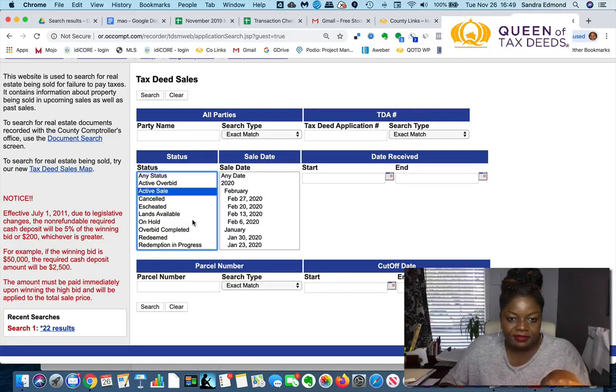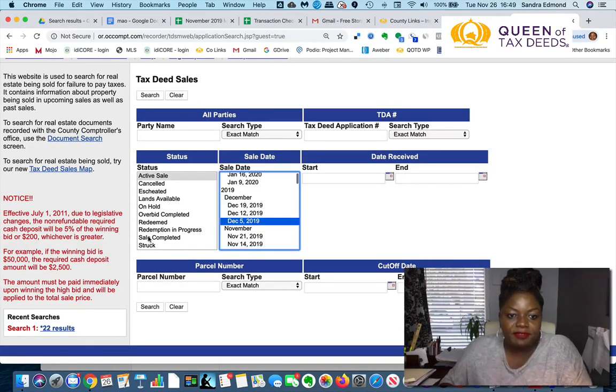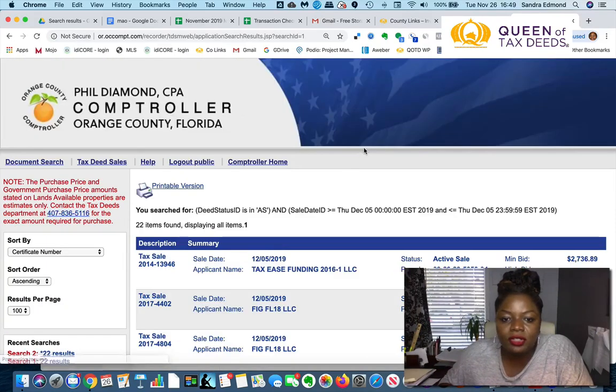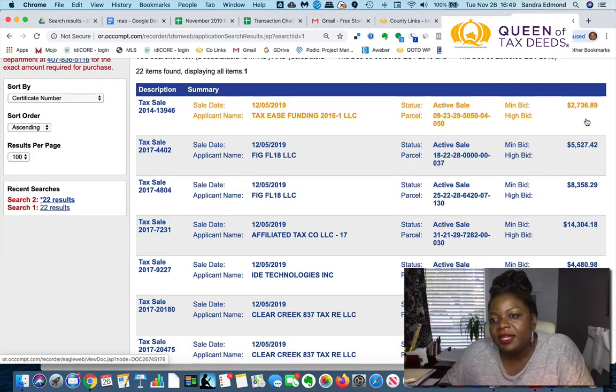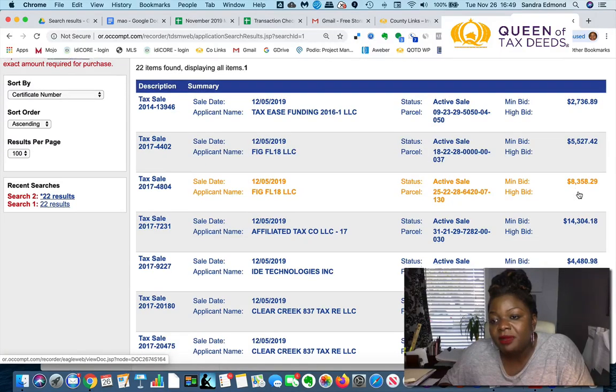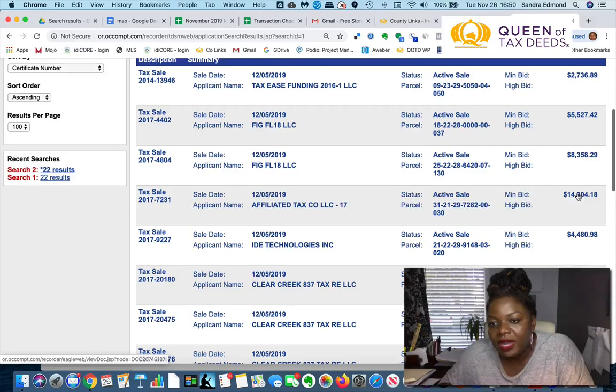Then we hit active sale, and let's pick something coming up December 5th. Active sale, we're going to hit search. Right here, I've got these sorted by certificate numbers ascending. The minimum bid, over here on the right, is the minimum you have to put in. That's self-explanatory. So let's go for a higher minimum bid like this $14,000 one.